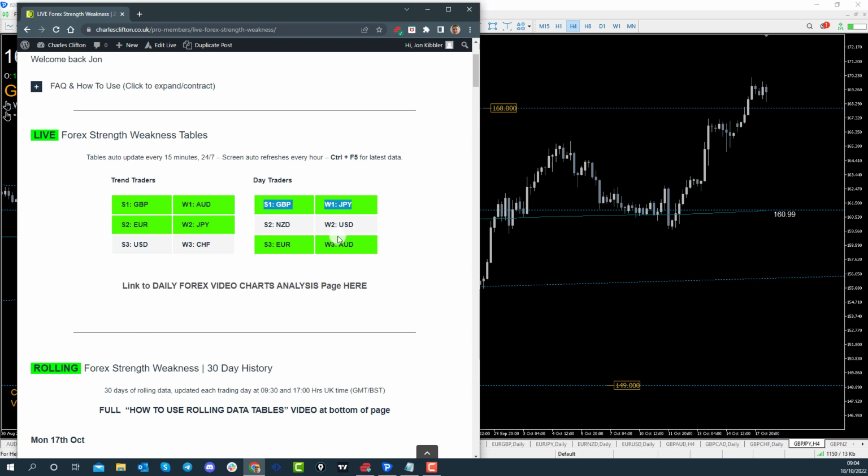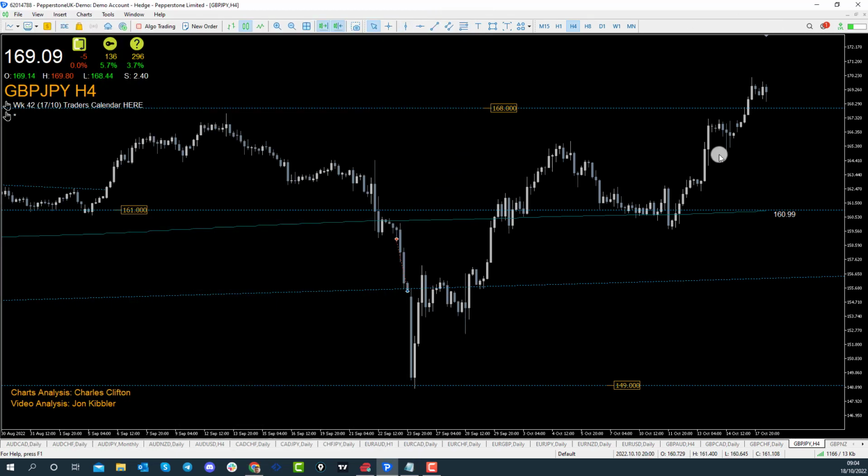I'm going to focus on pound yen and we're going to focus on euro versus the Australian dollar, because those are the two currency pairs that are potentially setting up for moves. So let's go into pound yen to start off with.